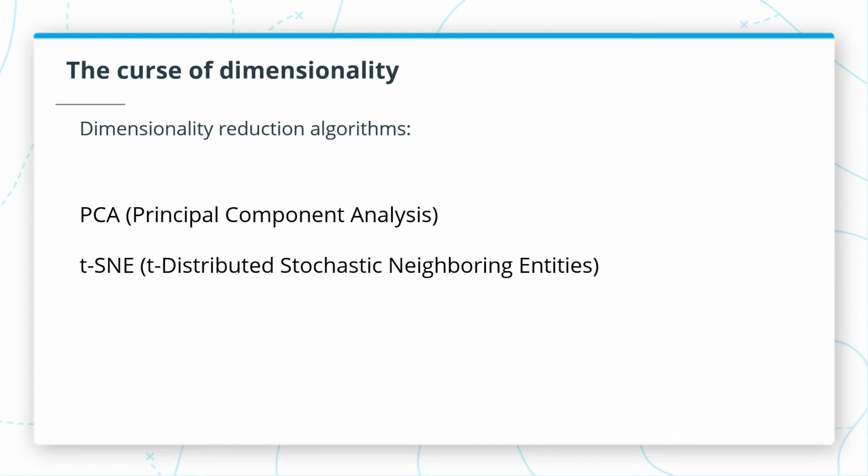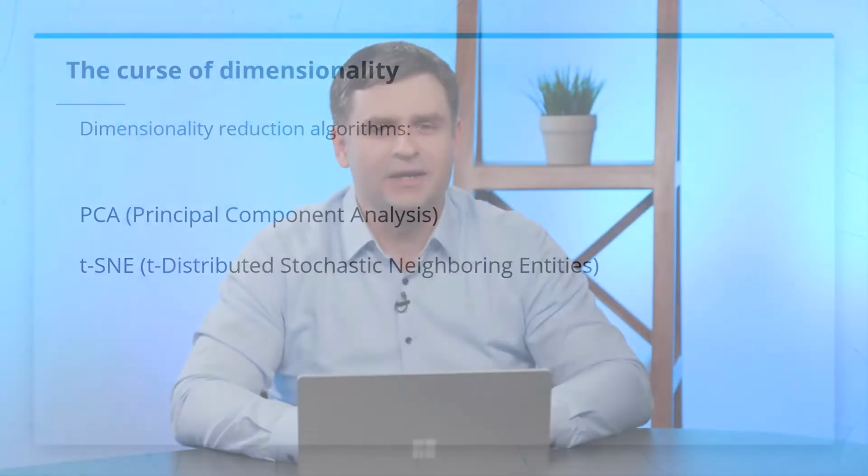TSNE, which stands for T-distributed stochastic neighboring entities, I know, the name sounds daunting, but in its essence, this is nothing more than a probabilistic approach for reducing dimensionality. What makes TSNE interesting is the fact that the target number of dimensions with TSNE is typically 2 or 3, which means that TSNE is used a lot for visualizing your data.